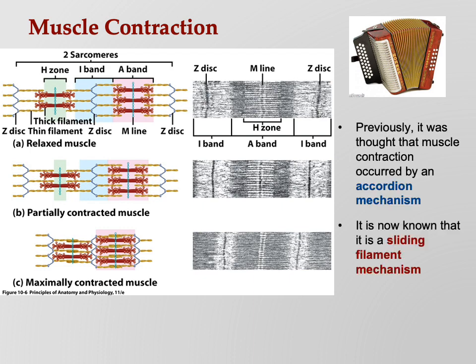Now, back when I started college, they didn't even know that yet. They thought that the muscle, kind of like imagine you're taking a sheet of paper and folding up the paper. They thought that muscles contracted by the whole sheet of the muscle folding. They called that the accordion mechanism. We learned during my lifetime that that was wrong. It's the sliding filament mechanism.